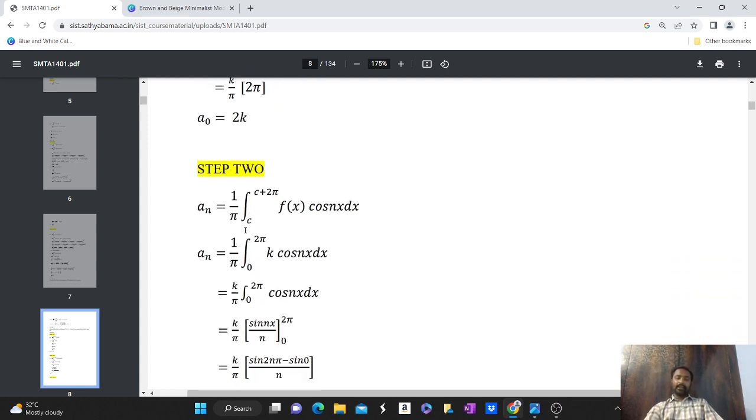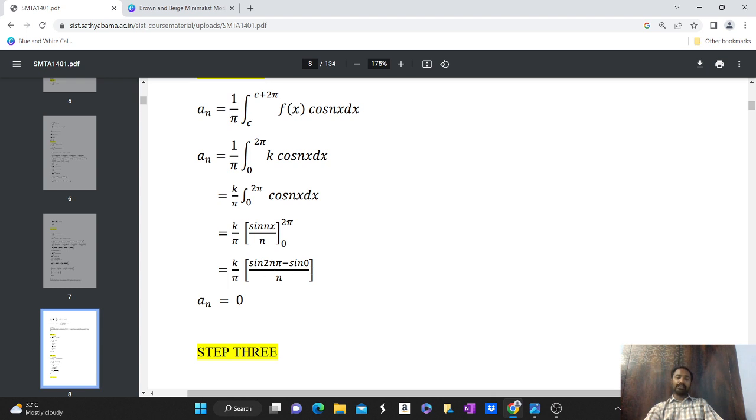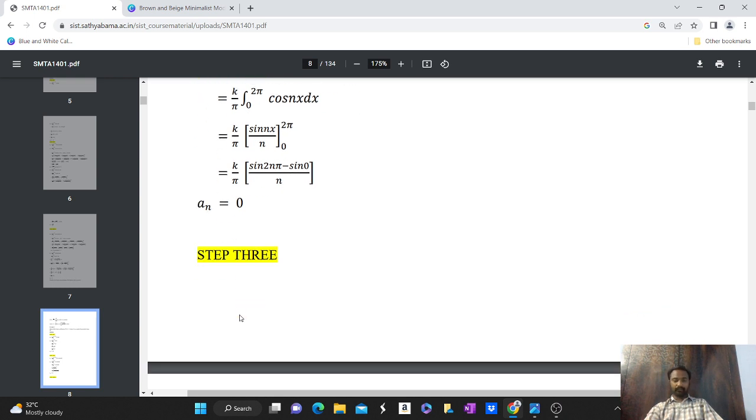Second is an equal to 1 by pi integral over c to c plus 2 pi f of x cos nx dx. Here f of x is k. So k is constant, taking it outside the integral, k by pi integral over 0 to 2 pi cos nx dx. What is the integration of cos nx? Sin nx divided by n. Substituting upper limit minus lower limit in the value of x, we get sin 2n pi minus sin 0. Both the values are 0. So an value is 0.